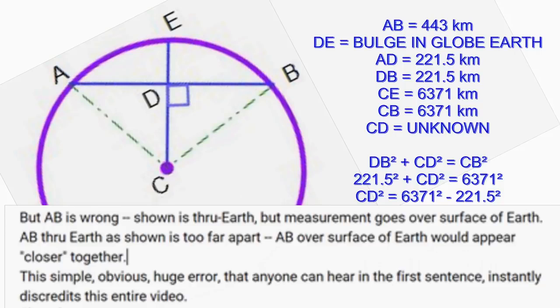It reads, "But AB is wrong. Shown is through Earth, but measurement goes over surface of Earth. AB through Earth is shown too far apart. AB over surface of Earth would appear closer together." This simple, obvious, huge error that anyone can hear in the first sentence instantly discredits this entire video.